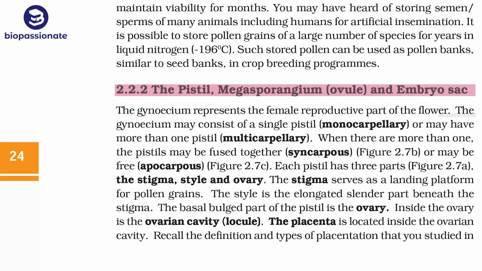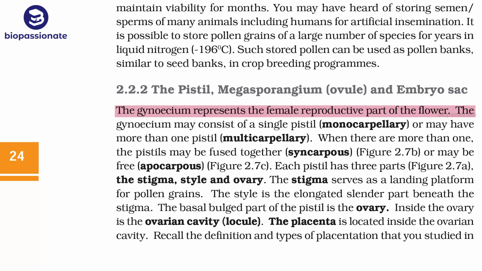2.2.2. The pistil, megasporangium, ovule, and embryo sac. The gynoecium represents the female reproductive part of the flower. The gynoecium may consist of a single pistil, monocarpellary, or may have more than one pistil, multicarpellary. When there are more than one, the pistils may be fused together, syncarpous, figure 2.7b, or may be free, apocarpous, figure 2.7c. Each pistil has 3 parts, figure 2.7a: the stigma, style, and ovary.